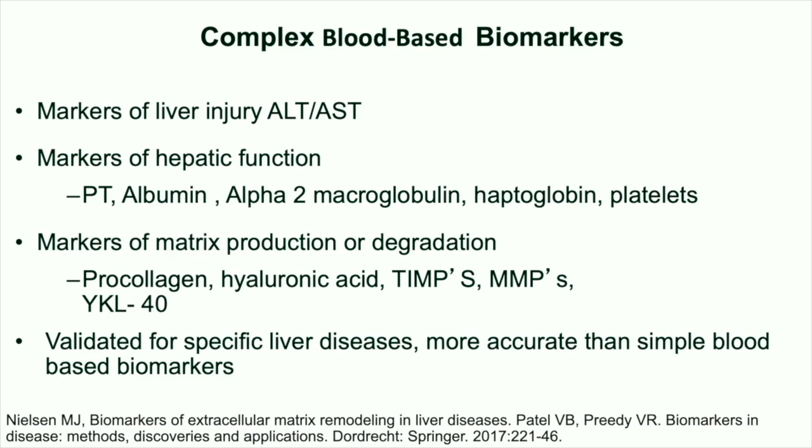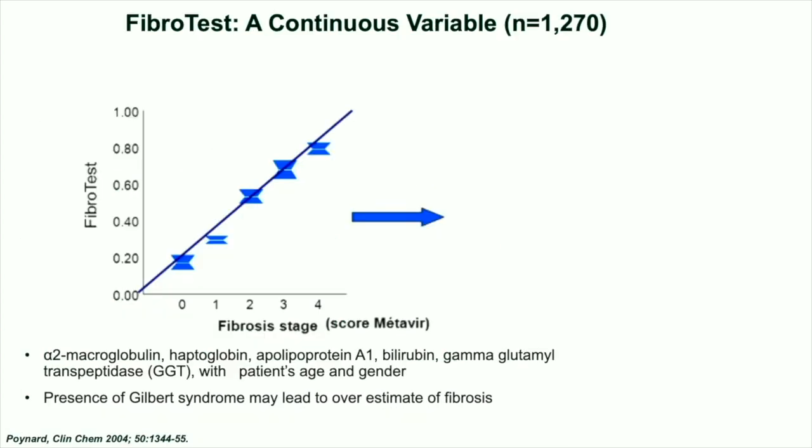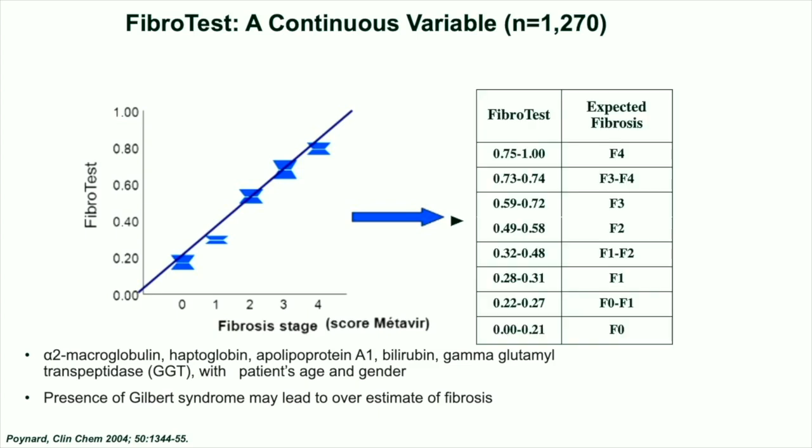There are also complex biomarkers, and here we have ALT, AST, and you can see here hepatic function, matrix production, scar tissue proteins, and these have been validated for specific liver diseases. One of these tests is FibroTest. It's been around for many, many years, and this test looks at a variety of inflammatory fibrotic markers in addition to bilirubin, and it gives you a very nice linear fibrosis regression here, and you can get a fibrosis score.